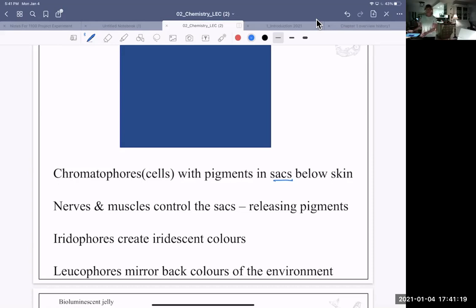So it happens very quickly, and that is the case with the octopus, only the octopus also has pigments, and some of them, iridophores, are pigments that create iridescent colors, and leucophores are pigments that mirror the back colors of the environment, which I think is absolutely fascinating. I don't know exactly how that works.